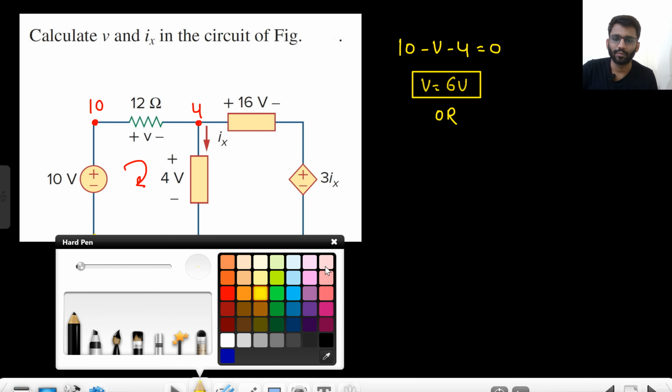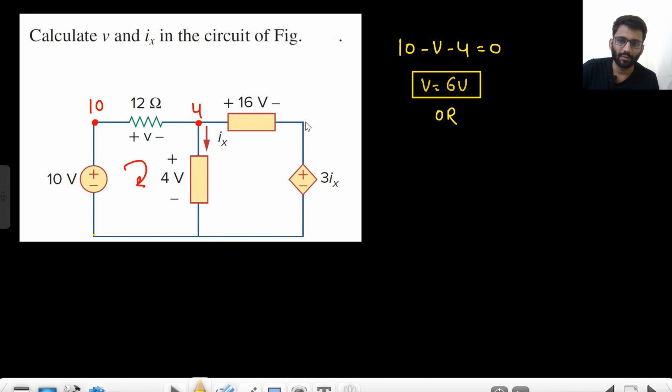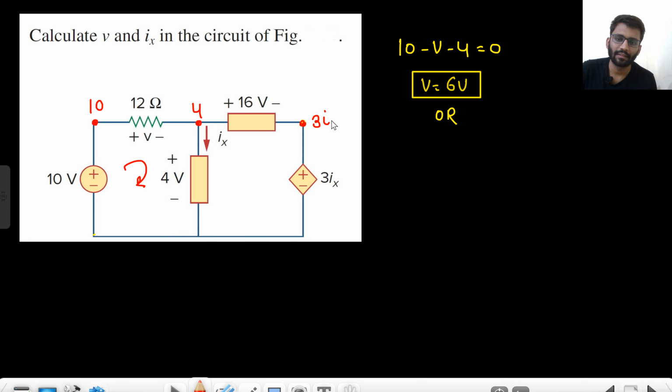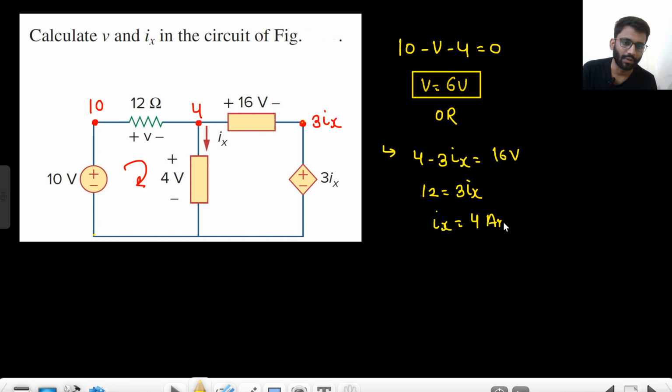Now you need to find the value of Ix. For Ix, what is the value of this potential? 3Ix. What is the value of this potential? 4. So 4 minus 3Ix is equal to 16 volt. From higher to lower potential we are writing 4 minus 3Ix equals 16 volt. So from here we are getting 12 equals 3Ix. That means Ix is 4. And Ix is a current? Yes, so Ix is 4 ampere.